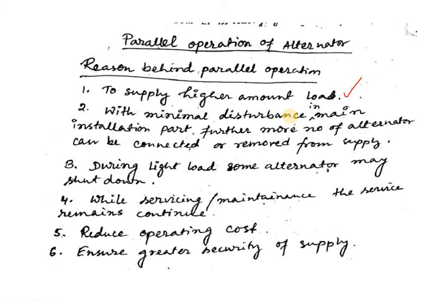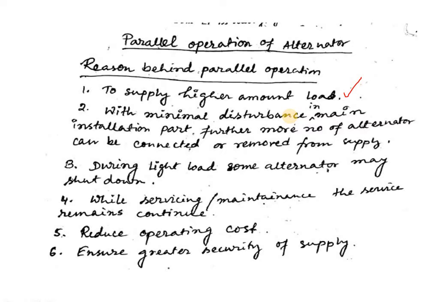Thirdly, during light load, some alternators may be shut down. Fourthly, while servicing or maintenance, the service remains continuous. Fifthly, reduce operating cost, and sixthly, ensure better security of supply. That means there are several reasons for connecting alternators in parallel.